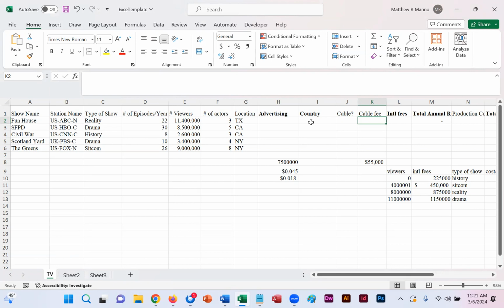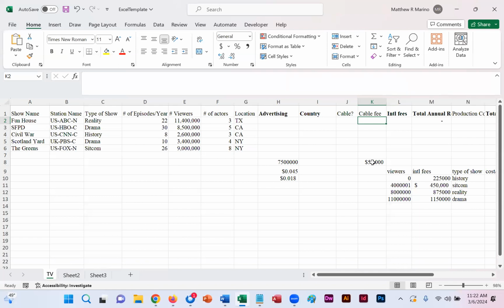So it'd simply be if and country equals UK, comma, cable equals C. If both of those conditions are met, then it's 55,000. Otherwise, it's zero.